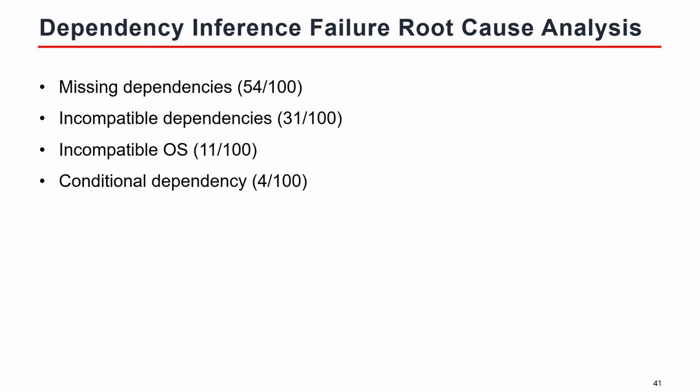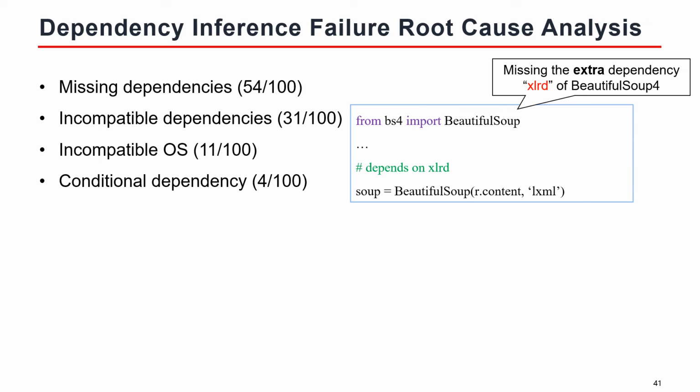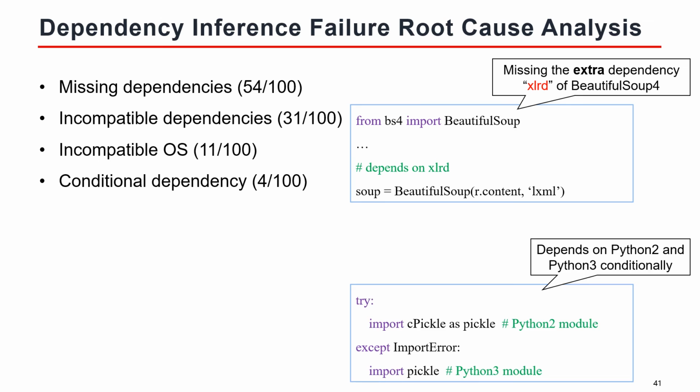PyEagle failed to infer dependencies for some of the programs because of missing dependencies, incompatible dependencies, incompatible operating system, and conditional dependency. This is an example of missing extra dependencies. xlrd is an extra dependency of Beautiful Soup 4 and will not be installed automatically. As a result, the code snap encountered runtime failure because of missing xlrd.